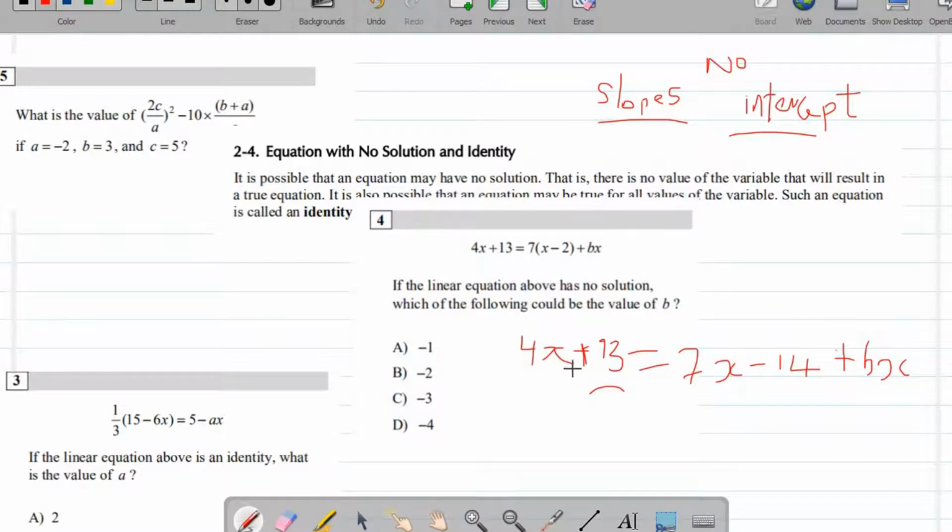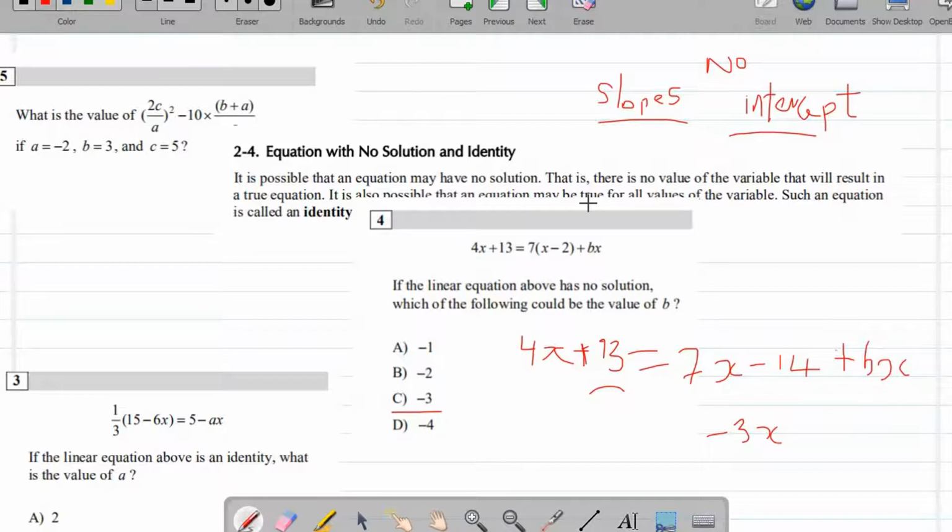So all you need to do is solve this. The slope is whatever is with x. So 4x, and 7x plus bx. So this 7x plus bx should give you 4x. So b should be minus 3. 7x minus 3x will give you 4x, and plus 13 is not equal to minus 14. So that is your answer, minus 3 here.